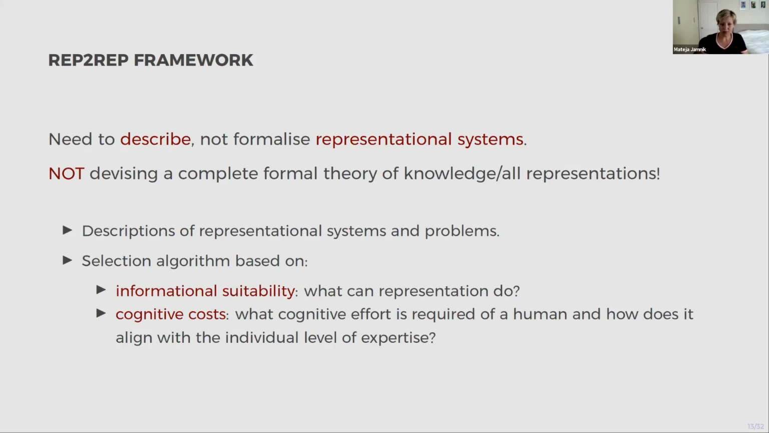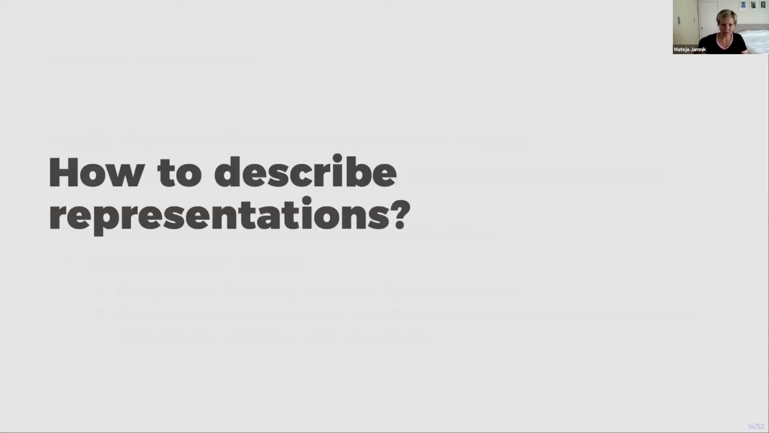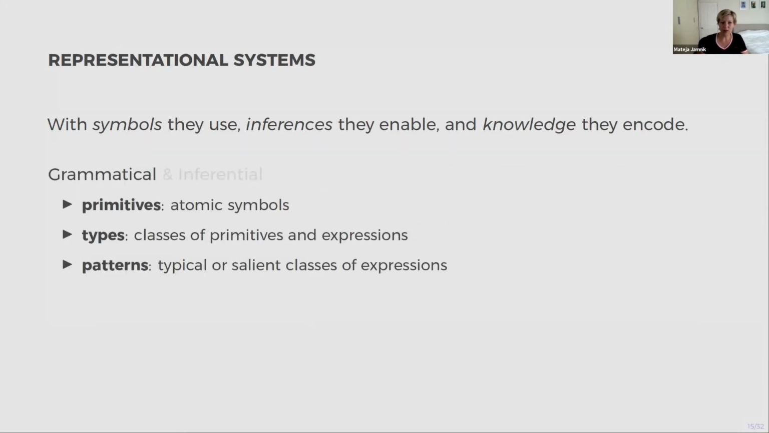And then cognitive costs, which is basically the cognitive effort that is required of a human if they use that representation, and how does it align this with the individual levels of expertise for that particular user. So let me start by talking about the language, the vocabulary of representations. So obviously we will describe the representations in terms of symbols they use, inferences that they enable us to do, and the knowledge that they encode.